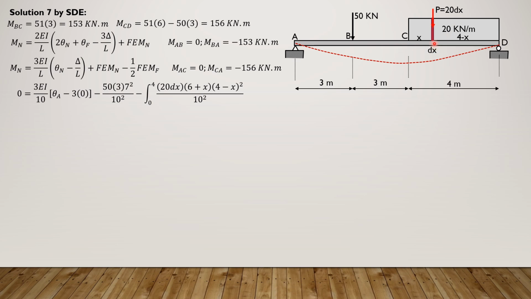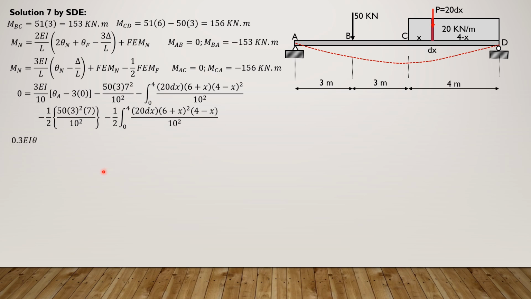20 dx, the distance of P from the left is 6 plus x, then its distance from the right is 4 minus x, so that's why 4 minus x is squared here, divided by 10 squared. Then minus 1/2, so the fixed moment at the right end is positive. So minus 1/2 of positive 50 times 3 squared. So you just interchange the squared quantity here. So 3 squared, 7. 7 is now raised to 1 over 10 squared. Then minus 1/2 integral 0 to 4 positive 20 dx, 6 plus x squared, 4 minus x over 10 squared.